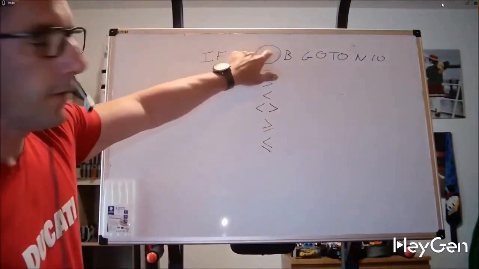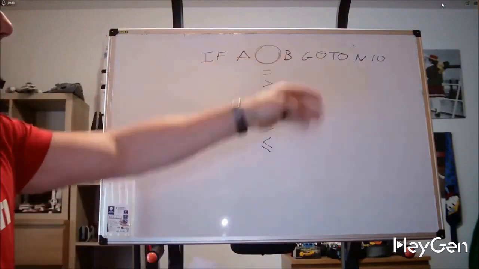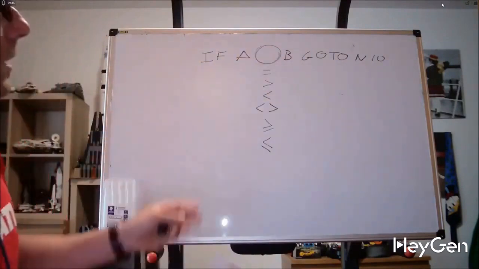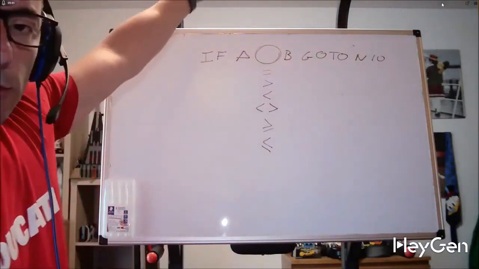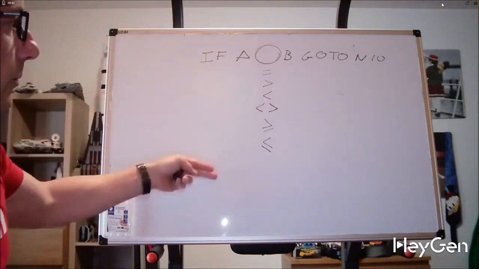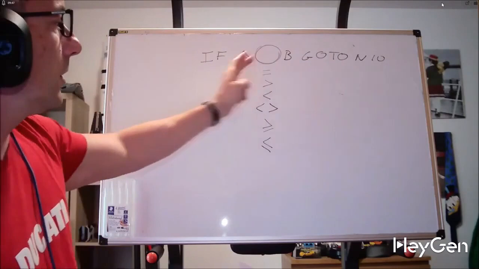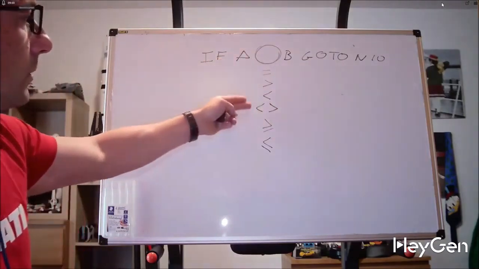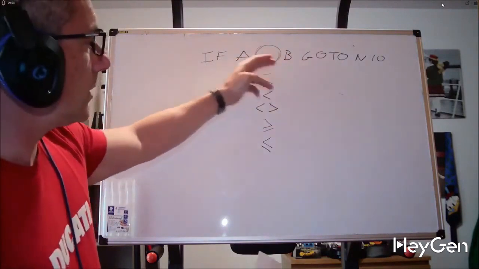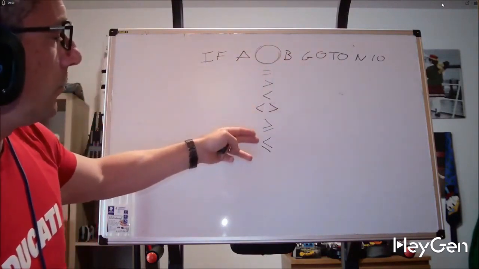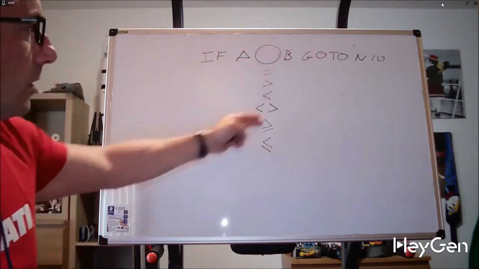So if A equals B, I go to block 10. If A is equal to B, jump to block 10. If A is greater than B, I go to block 10. If A is less than B, go to block 10. If A is less than or equal to, therefore different from B, I go to block 10. If A is greater than or equal to or less than or equal to, I go to block 10.